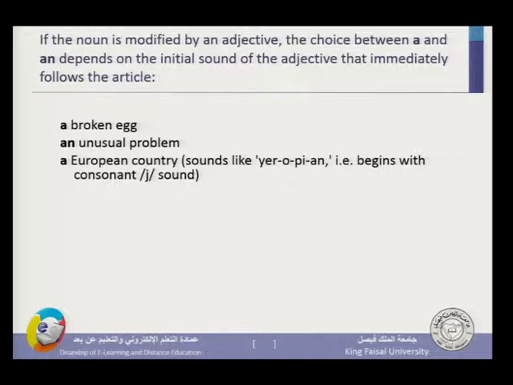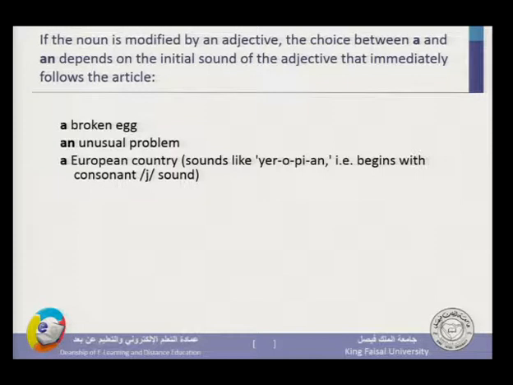Broken egg. The noun is egg, and the adjective is broken. The adjective starts with a consonant, which is b, so I say a broken egg. Again, if the adjective, which precedes the noun, starts with a vowel, we use an. But if it starts with a consonant, we use a.